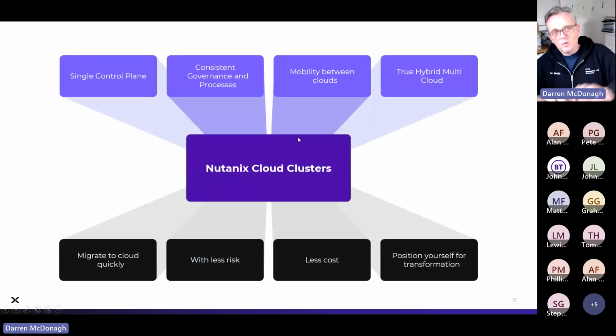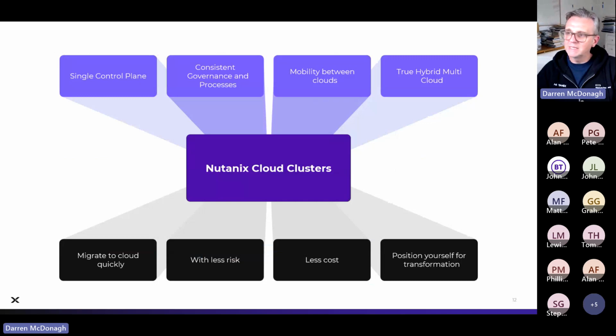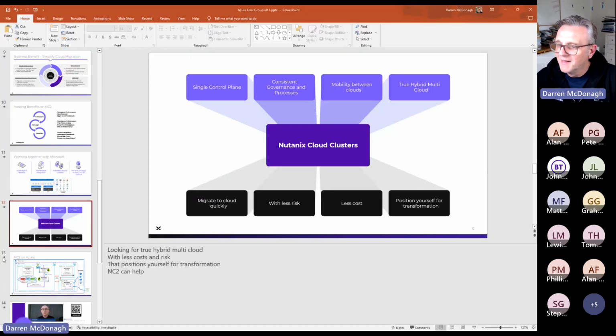So to sum up all of that, what Nutanix provides you is a single control plane for your virtual machine workloads between on-prem and cloud, with consistent governance and processes, and mobility between locations. It's really a true hybrid multi-cloud, and that's as much as I want to get into the slides before we jump in. Okay, let's have a look at some of these questions.